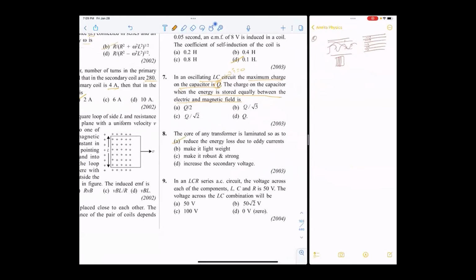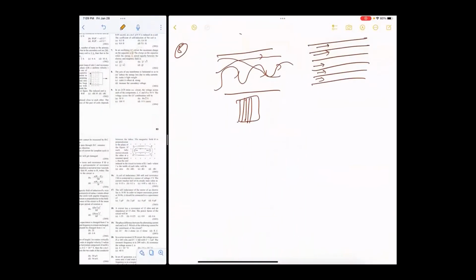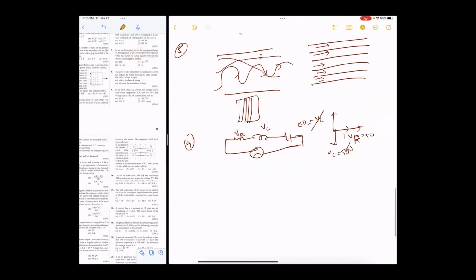Ninth one. In an LCR series AC circuit, the voltage across each of the components L, C, R is 50. The voltage across the LC combination will be 0. Am I right? Why? So ninth question, there is an LCR circuit. This is VR, this is current I, this is VL and VC. He gave 50, this also 50, this also 50. It's like two vectors, they cancel each other. So we only have VR.